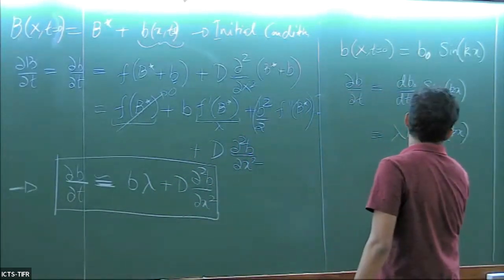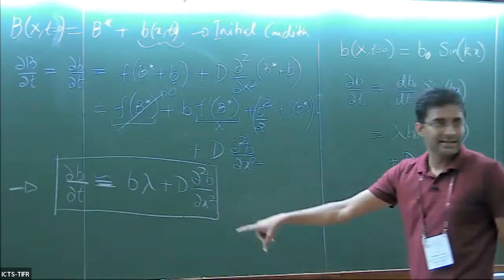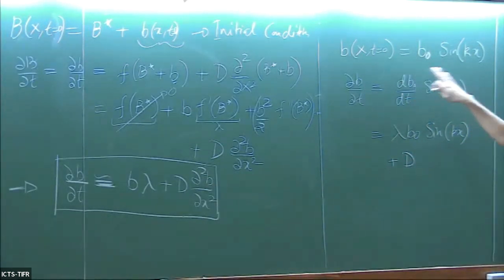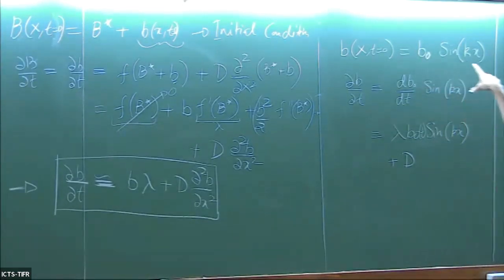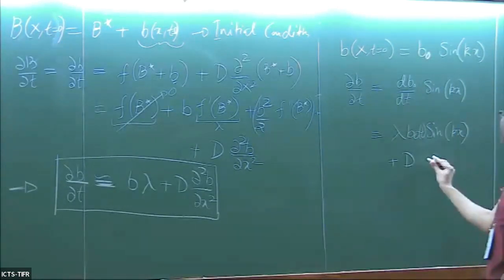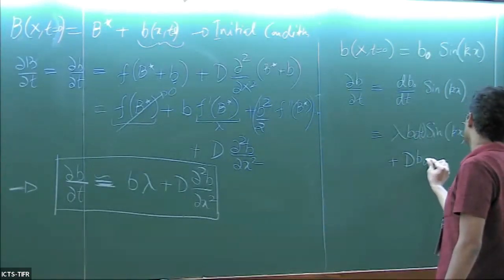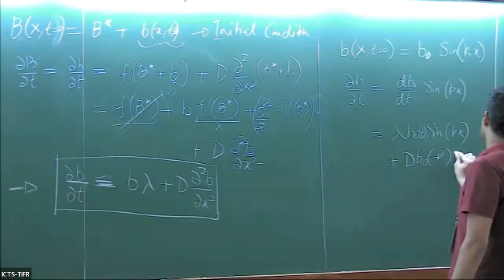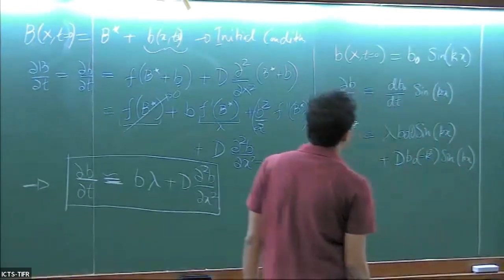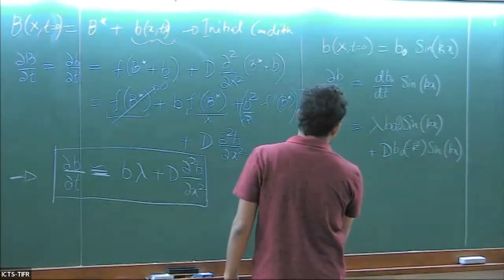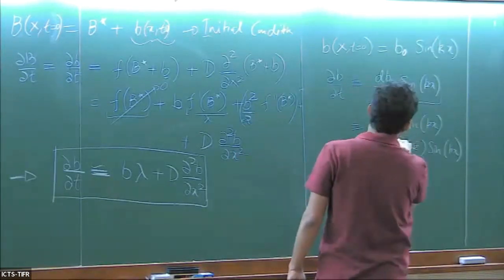And then we have this term. What is that term? Plus d times the second derivative of the function. So what is the second derivative of the function? Remember, this depends on t. The second derivative of this in x: the derivative of sine is cosine, and again it's back to sine, so you have B0 times minus k square sine of kx. Let me just write this down. You can see that basically this term is equal to this plus this.